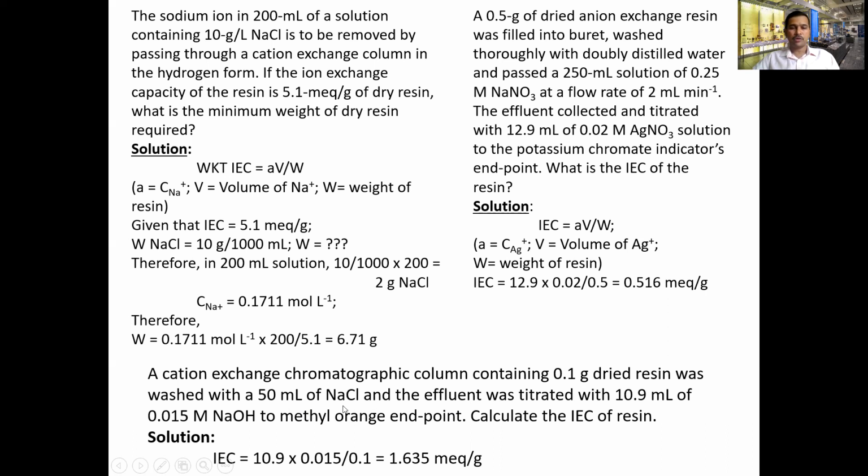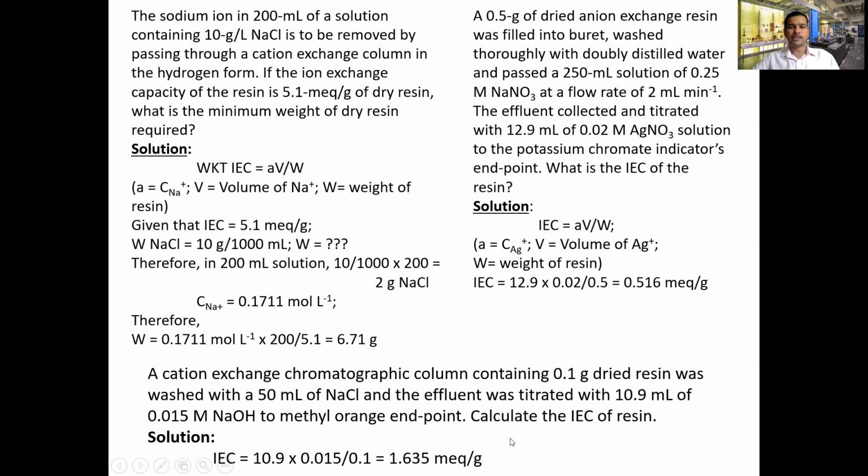All hydrogen ions are going to be exchanged by sodium ion. So the effluent is containing hydrogen ion. That hydrogen ion present in the effluent was titrated with NaOH. What was the volume consumed? 10.9 ml, and the concentration is 0.015 molar.